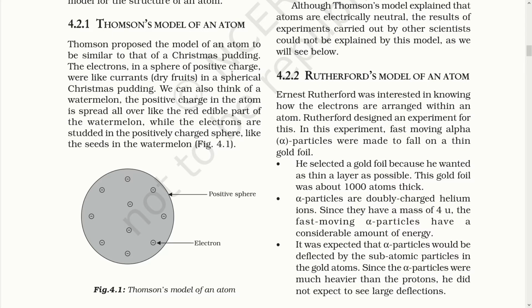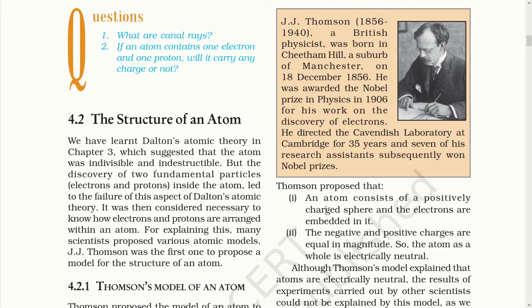We can also think of the watermelon. The positive charge in the atom is spread all over the red edible part of the watermelon, while the electrons are studded in the positively charged sphere like the seeds in the watermelon. Thomson proposed that an atom consists of a positively charged sphere and the electrons are embedded in it, just like in a watermelon.